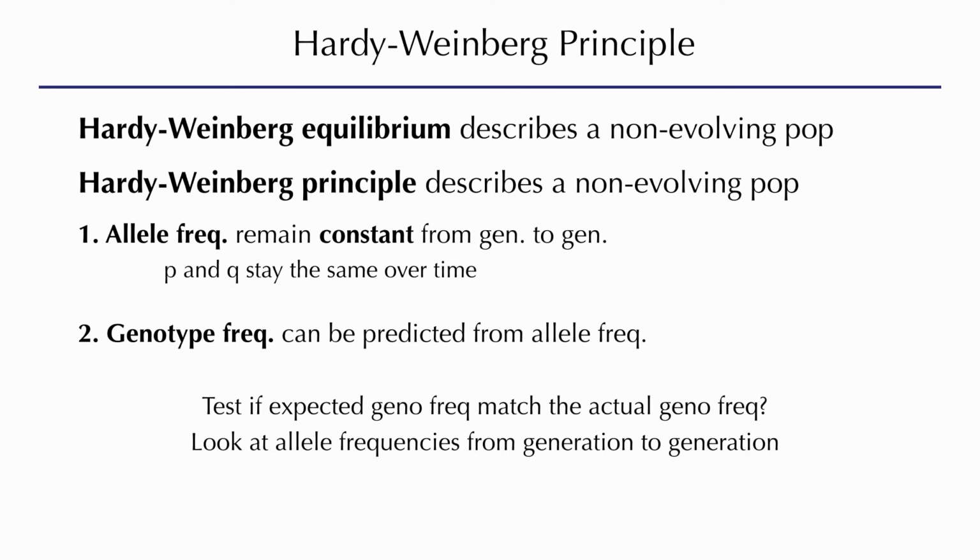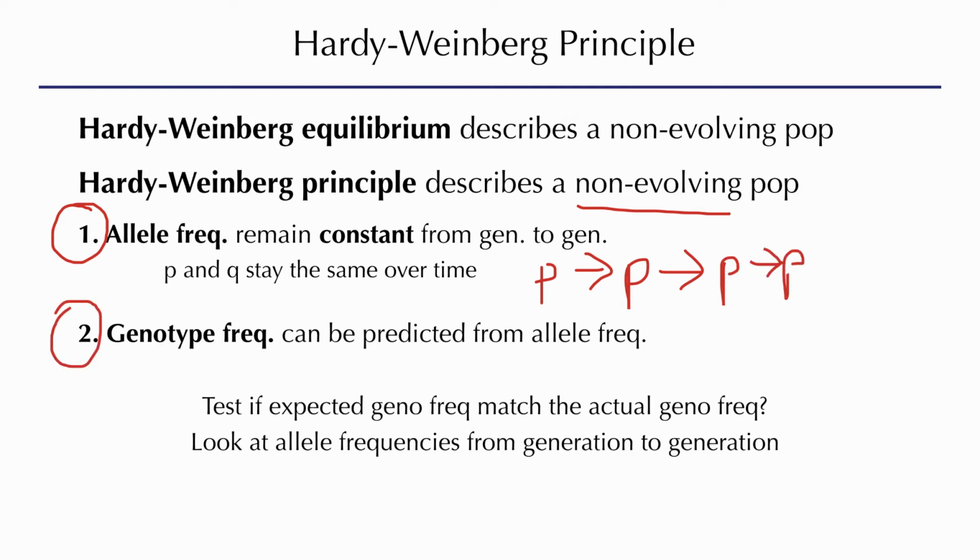Hardy-Weinberg equilibrium is the set of equations to describe a non-evolving population, and we've actually already looked at the equations, the p's and q's. They're derived from the Hardy-Weinberg principle, which says that if a population is not evolving, then the allele frequencies will remain constant from generation to generation. So that means your p, every generation, should stay the same, and your q.